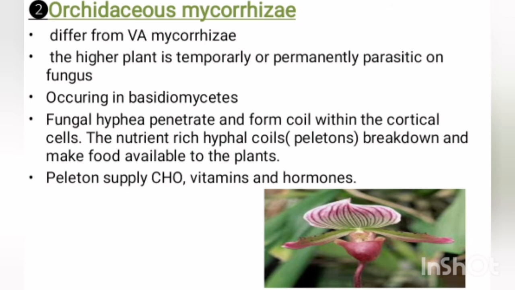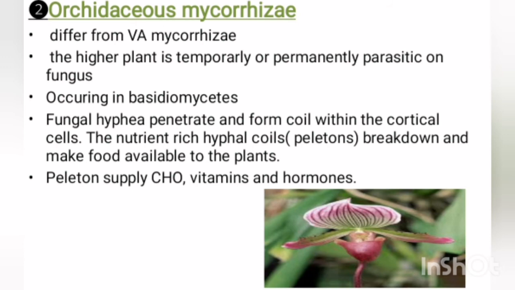We can clarify the Orchidaceous mycorrhizae with an example, that is the relation between Rhizoctonia solani and the orchid plant. So it is the relation between fungi and plant. Here the fungus is Rhizoctonia solani. The plant root, that is the orchid plant root, is infected with fungal hyphae, that is Rhizoctonia solani hyphae.